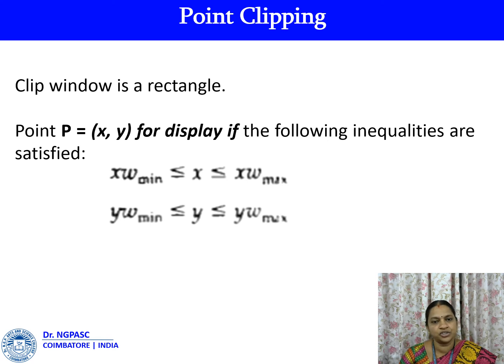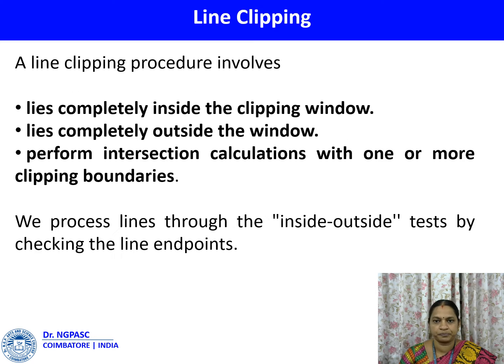So let us assume that the point P is equal to (x, y). It is displayed if the following inequalities are satisfied: xw min less than or equal to x less than or equal to xw max. Like that, yw min less than or equal to y less than or equal to yw max. That means x and y should lie between the minimum and maximum values of the window boundary. Then only it will be saved and displayed.